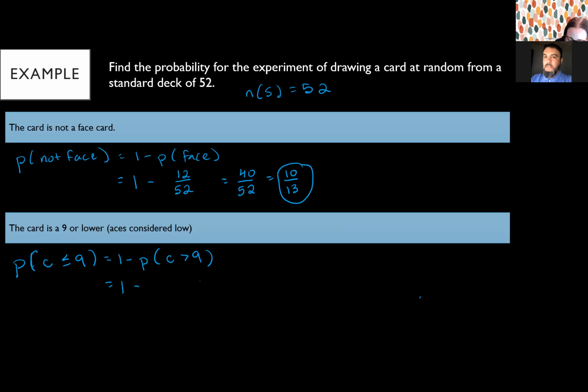So this is 1 minus 16 over 52. So again, smaller numbers than if you were to actually count how many cards are 9 and lower. And it's not hard to do. I'm just showing you that you can do it this way as well. So 52 minus 16, that gives us 36. So it's 36 over 52, which when you reduce gives us 9 over 13.